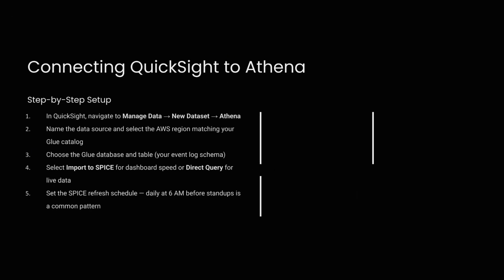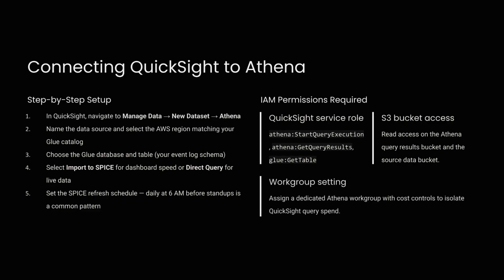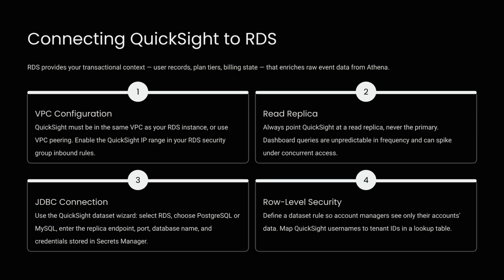Connecting QuickSight to Athena is a step-by-step process. You'll need to set up IAM permissions for the QuickSight service role and ensure S3 bucket access. For speed, use Spice import or direct query for live data, and assign a dedicated Athena workgroup to isolate QuickSight query spend. To connect QuickSight to RDS, ensure VPC configuration allows access. Always point QuickSight at a read replica to manage unpredictable dashboard query spikes.